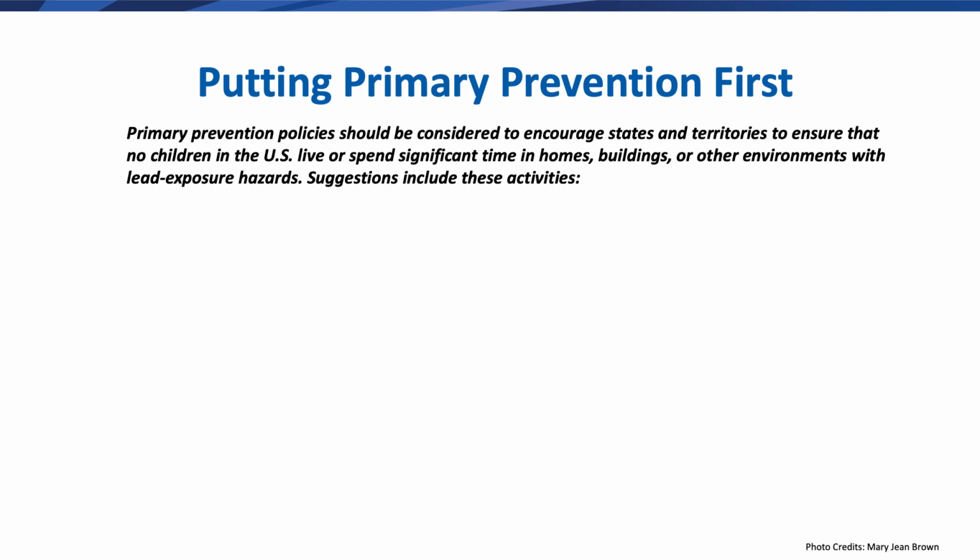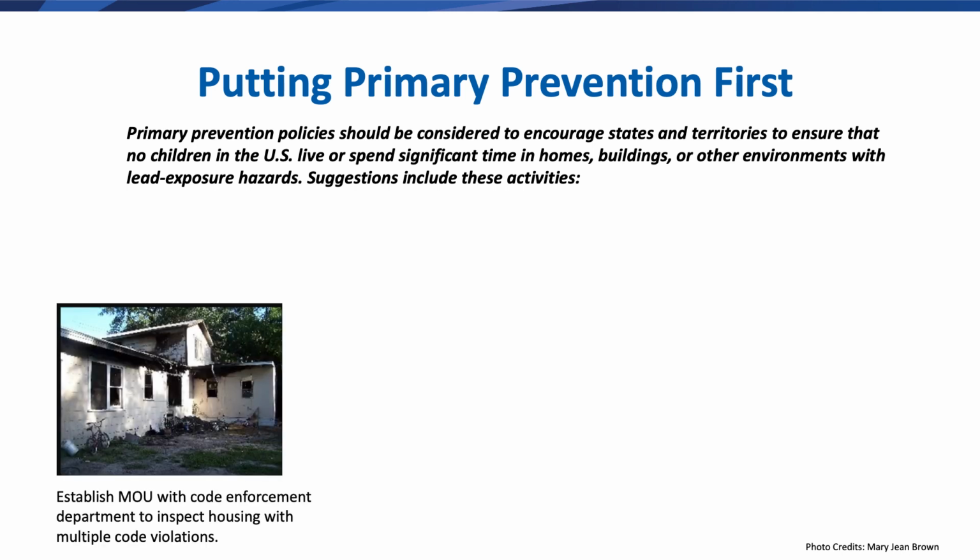One of the ways to do primary prevention includes establishing a memorandum of understanding with the Code Enforcement Department so that you can inspect homes with multiple code violations. In addition, establishing memoranda of understanding with regional Occupational Safety and Health Administration offices may help identify workspaces at risk for take-home lead. The house on the left definitely has lead paint.